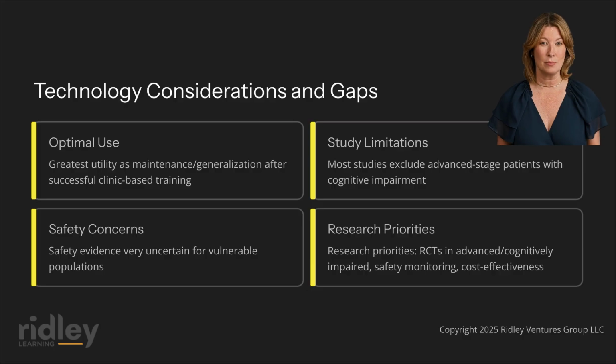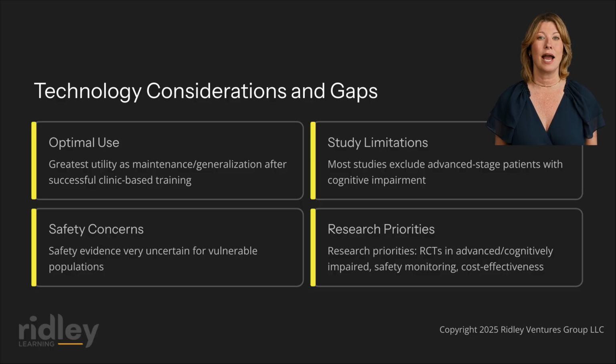The utility of wearable devices may be greatest as maintenance and generalization tools following successful clinic-based cueing training. Patients who learn effective cueing strategies in therapy may benefit from wearable devices that provide ongoing cueing support in daily life, reinforcing the learned strategies and preventing regression. Device selection should consider the specific cueing modality found effective for each patient, practical factors such as ease of use and social acceptability, and the environmental context where cueing support is most needed. Training in device use should include practice in relevant real-world environments to ensure effective implementation.